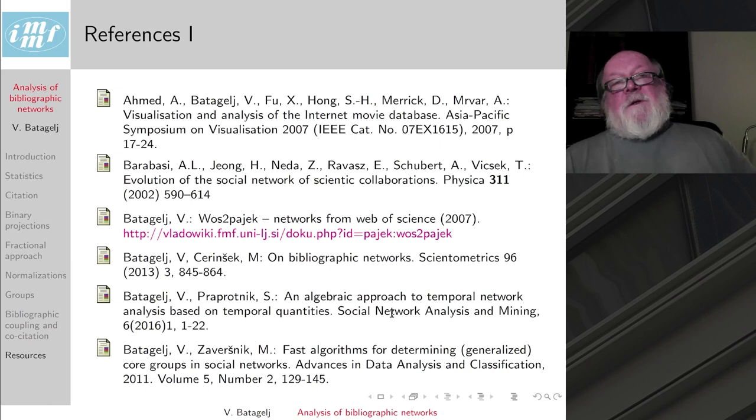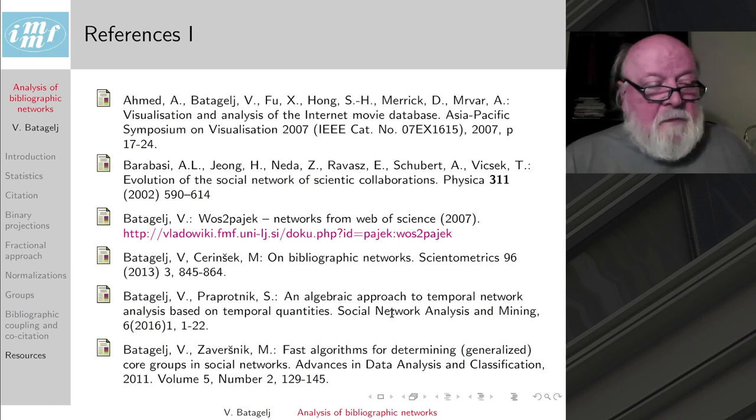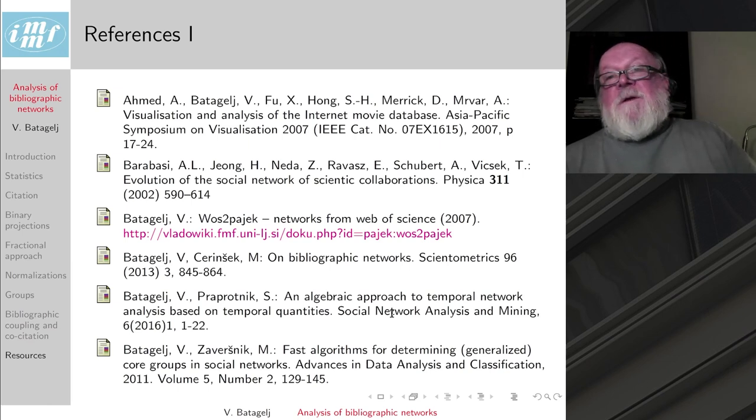A temporal quantity consists of triples: start, end of the interval, and the value on that interval. So we have essentially a list of intervals with the corresponding values, and in some intervals this quantity can also be absent, or inactive. So it can exist on some subintervals, but not on all.